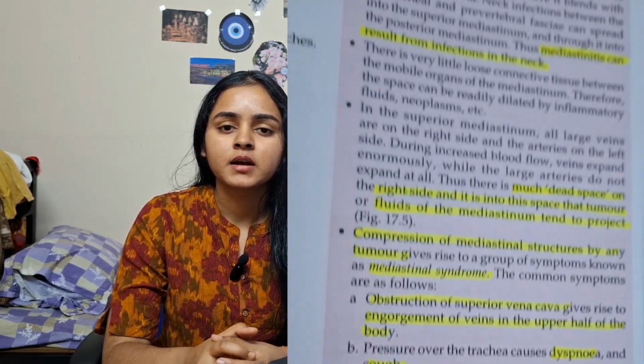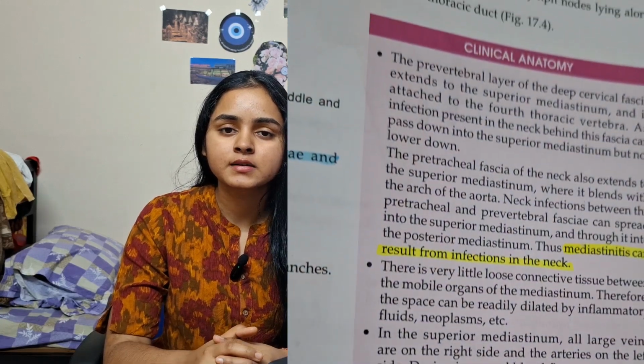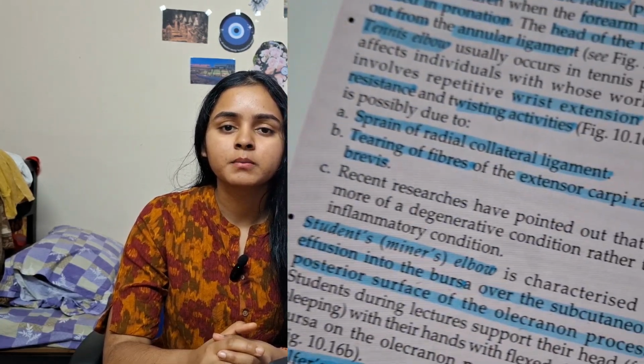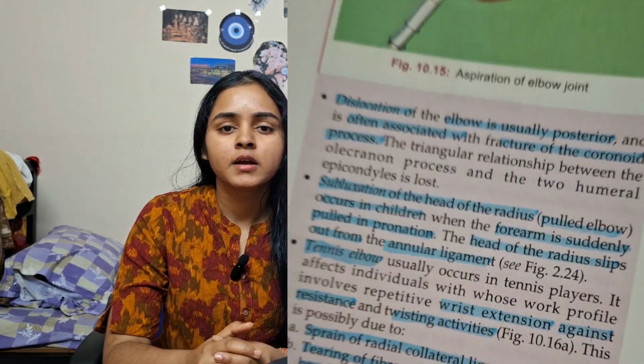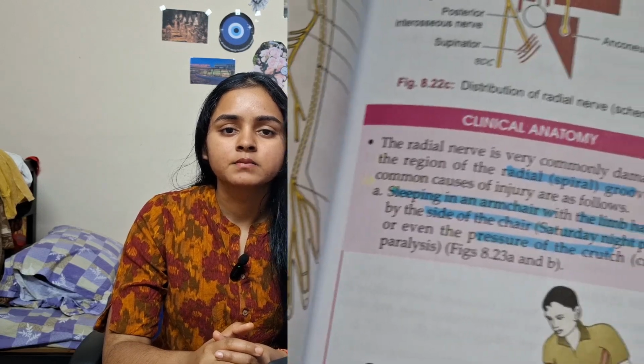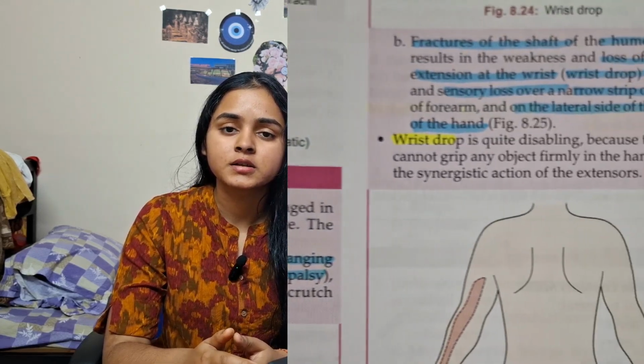Always read the clinical correlation part that is given in the BD Chaurasia. These parts are really important and always asked in the questions. They are also a part of the long answer question as a bit question. You can have short questions and also MCQs from that part. This is why I preferred BD Chaurasia over Vishram Singh.